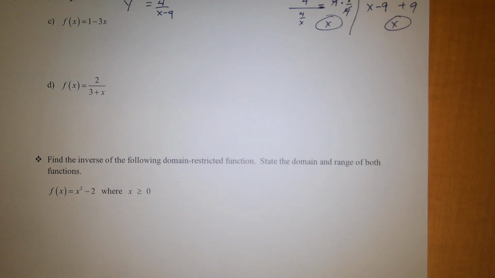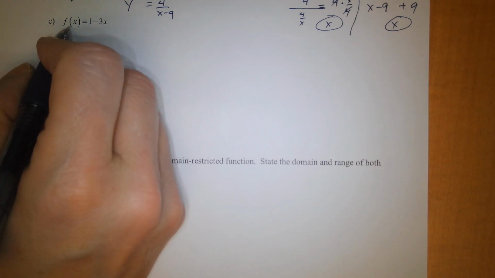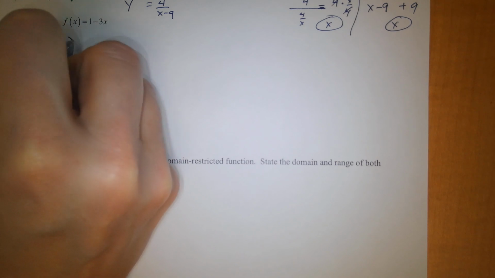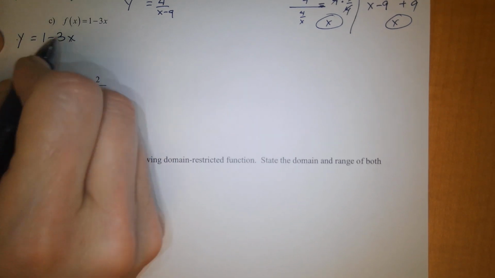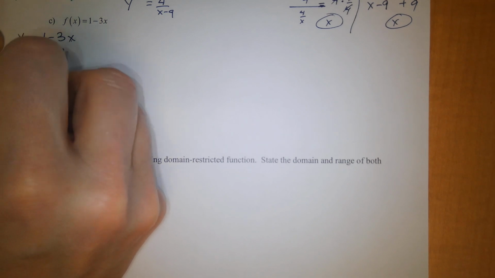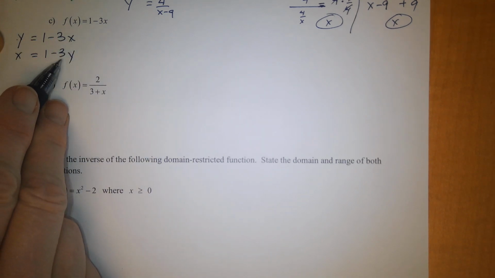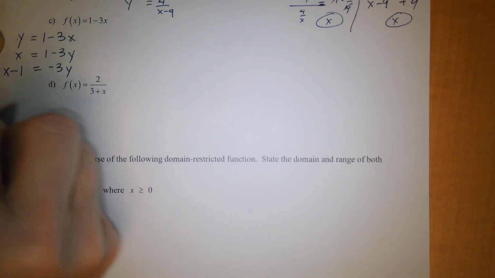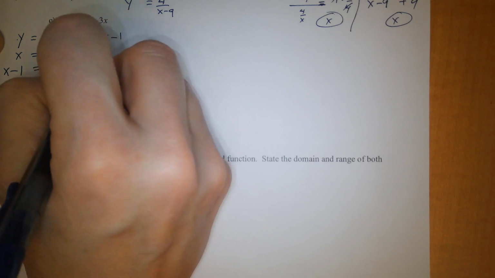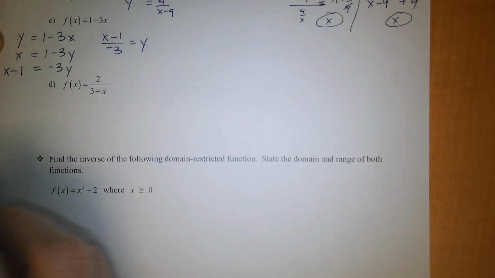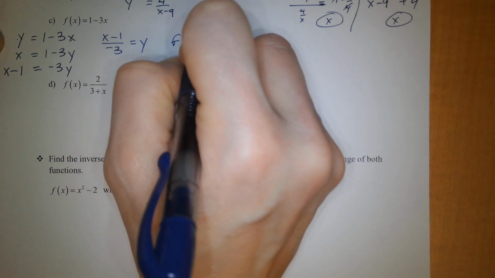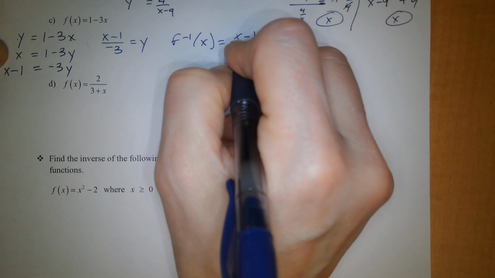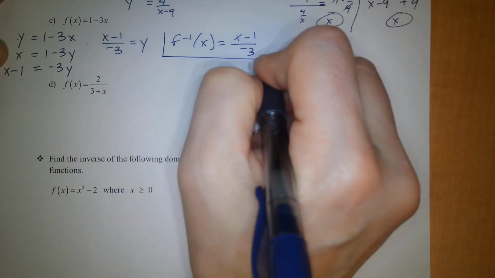Here we've got a function which is 1 minus 3x. So the first thing we do is plug y in for f of x. Then we swap the y and the x. Then we solve for y. So let's subtract 1 and divide by negative 3. So the inverse is equal to x minus 1 over negative 3.